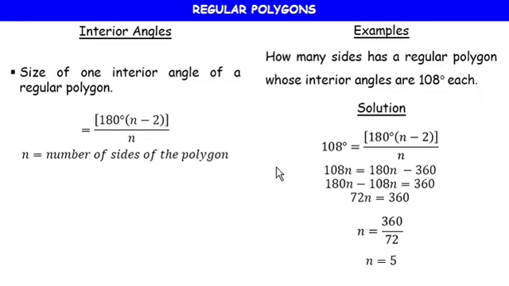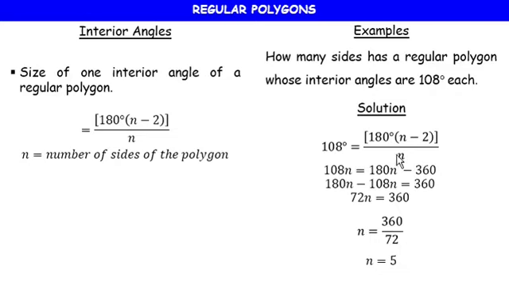So we said one interior angle is equal to 180 times n minus 2 all over n. Here we've been given the interior angle to be 108. So you simply equate it to the formula, right? So 108 degrees is equal to 180 times n minus 2 all over n. So you just find the value of n. So you've gotten a typical equation, right?